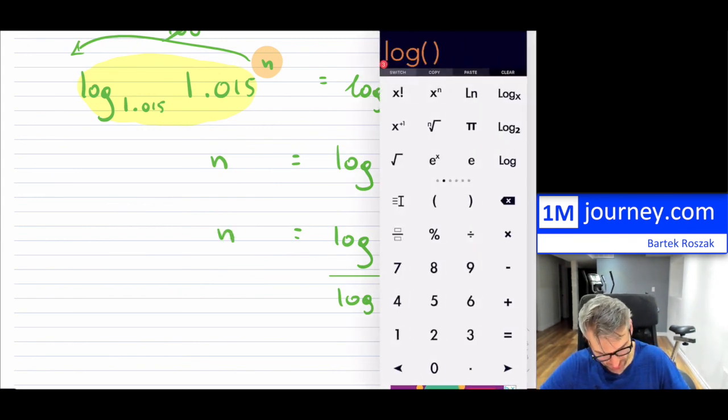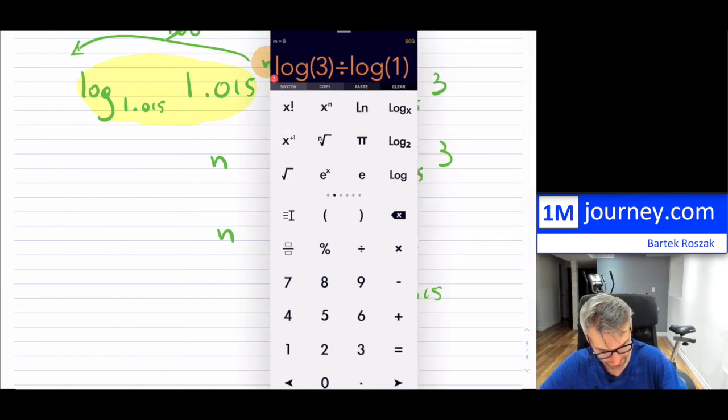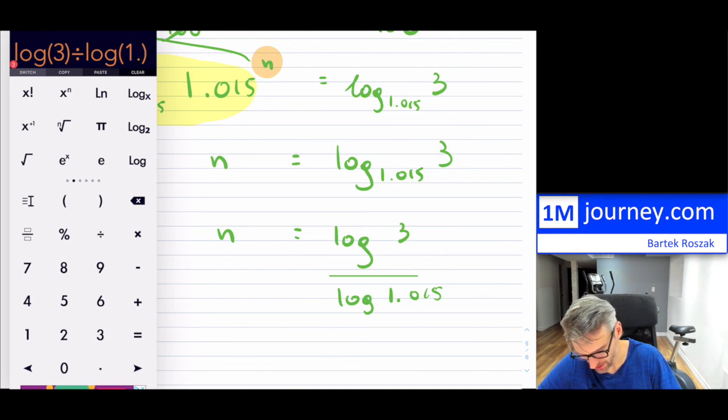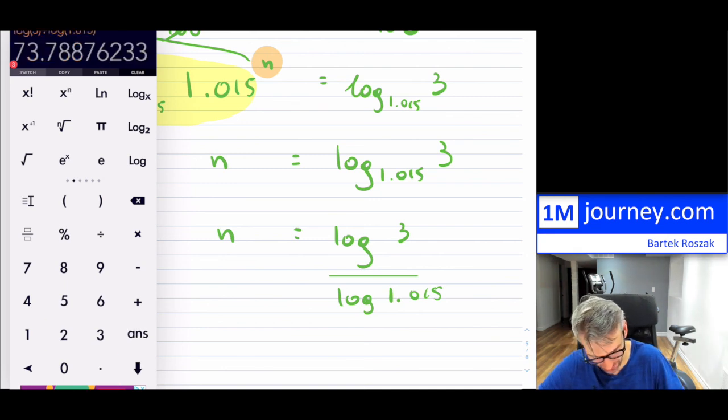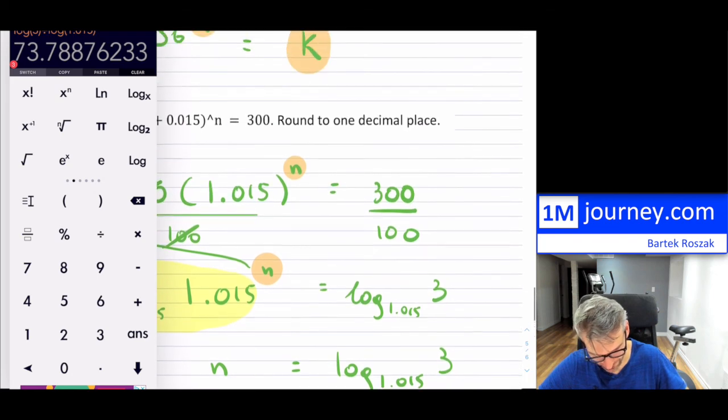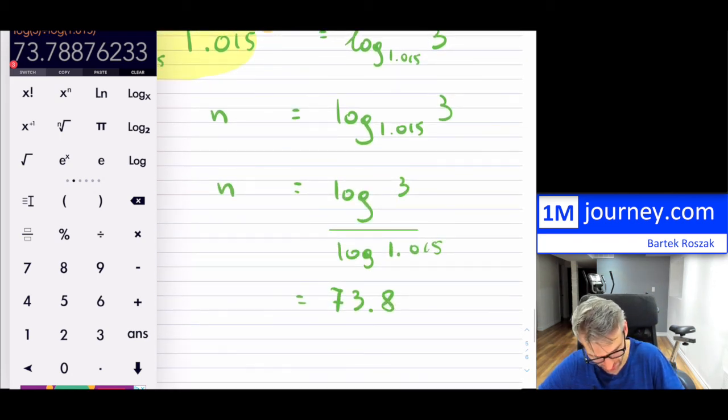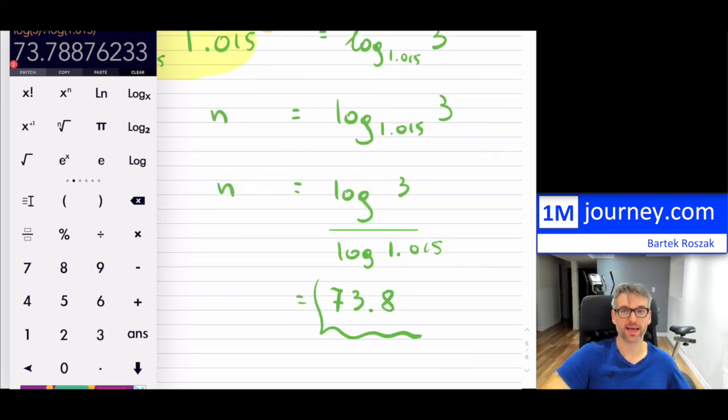So in this case, log of 3 divided by log of 1.015 is going to be 73.8. They said to 1 decimal place. Yep. Okay, so there we have it. That would have been my answer.